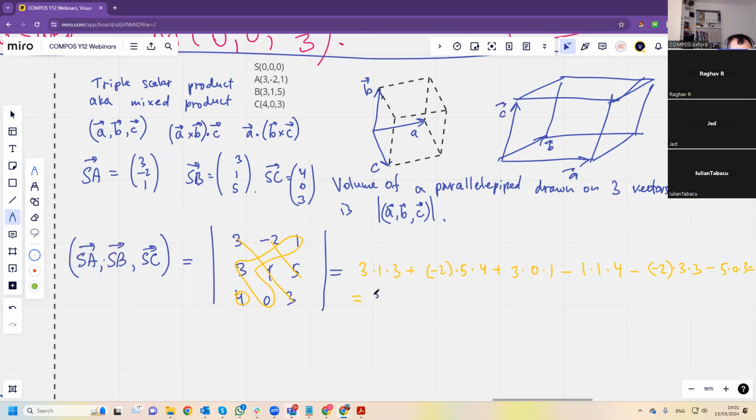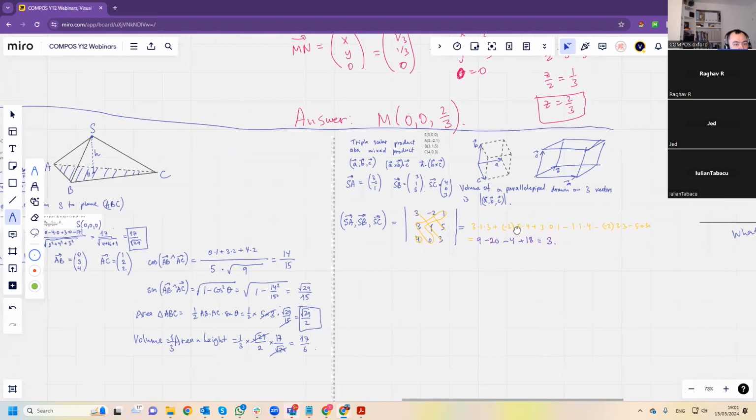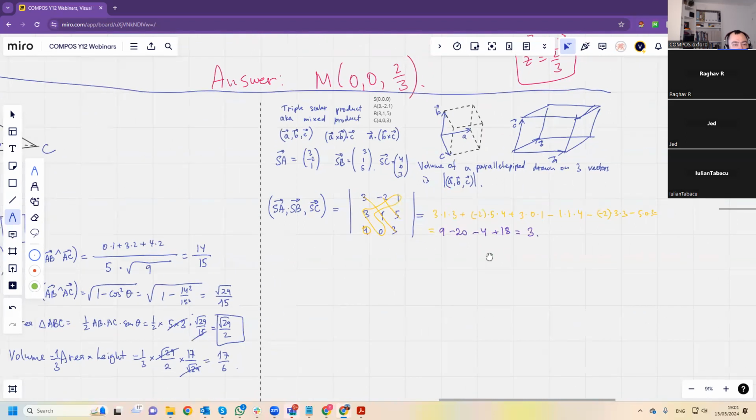And the determinant, that's 9 minus 20 minus 4 plus 18, which is 5 minus 2, that's 3. Something went wrong. It should have been 17.